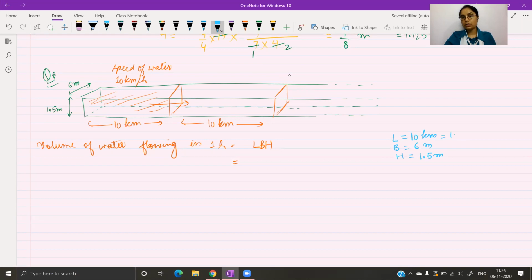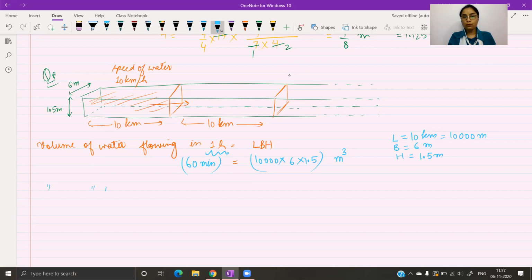I'm going to convert these. This will be 10,000 meters and then use accordingly. 10,000 multiplied by 6 multiplied by 1.5. This will be cubic meters because the units are now meters. Now from here, since this is for 60 minutes, I'm going to find out the volume of water which flows in 30 minutes because that's the time for which the field is being irrigated.